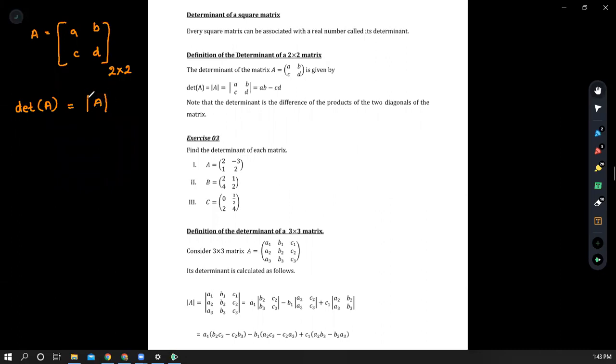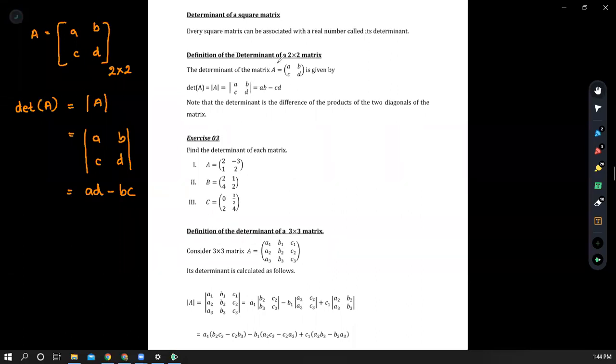First, inside this notation, you can write down the elements of the matrix: A, B, C, and D. Then we take the difference of the diagonal products. First we take the product of the main diagonal elements, which is AD. Then we subtract the product of the other diagonal, which is BC. AD minus BC gives the determinant for this matrix.